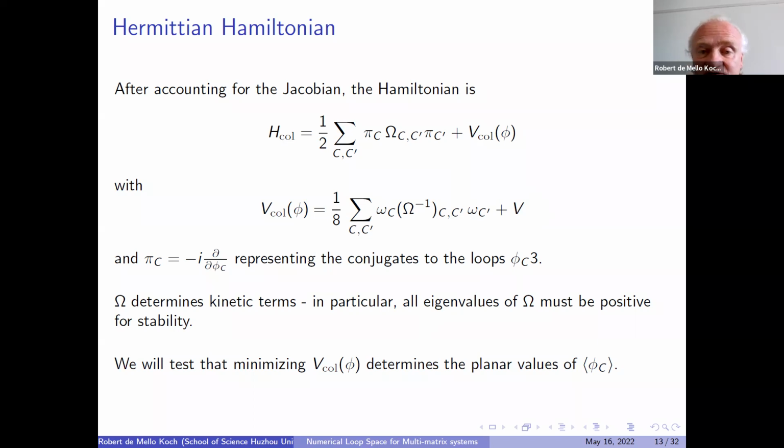Omega determines the kinetic terms. So in particular for stability, all eigenvalues of omega have to be positive. And I hope that, or let me suggest that you make a connection to David's Hankel matrix of this morning, which he said had to be positive, and we'll see that there is in fact some connection. What we can do now is we can minimize the collective potential, and the minimum of collective potential should give us precisely the planar values of these loop expectation values. So that's what we would like to test.